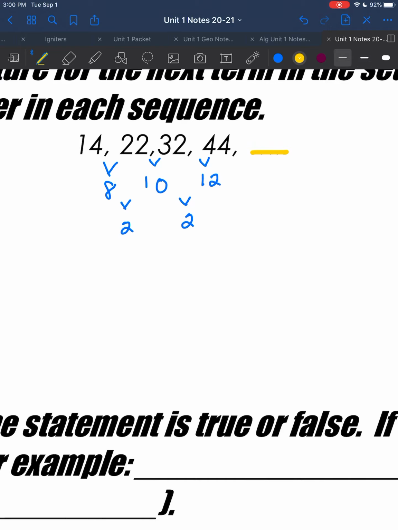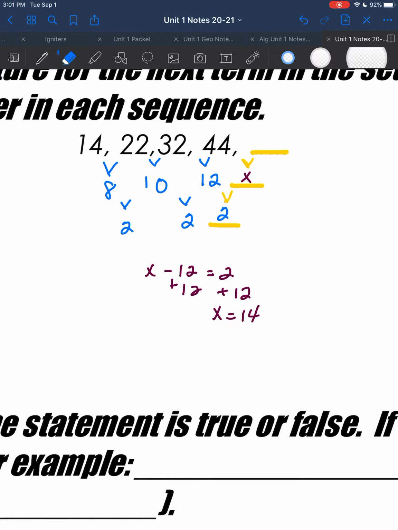Okay, so the difference here will give me a number, and then the difference here will give me a number, but I know that number is 2 already, because since these two are the same, all 3 in that row are going to be the same. So now if I want to find x, I'm going to say x minus 12 equals 2. So I would add 12. X equals 14.